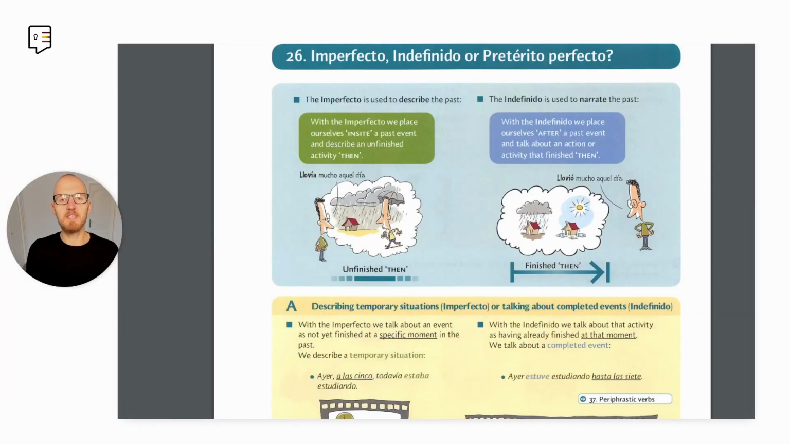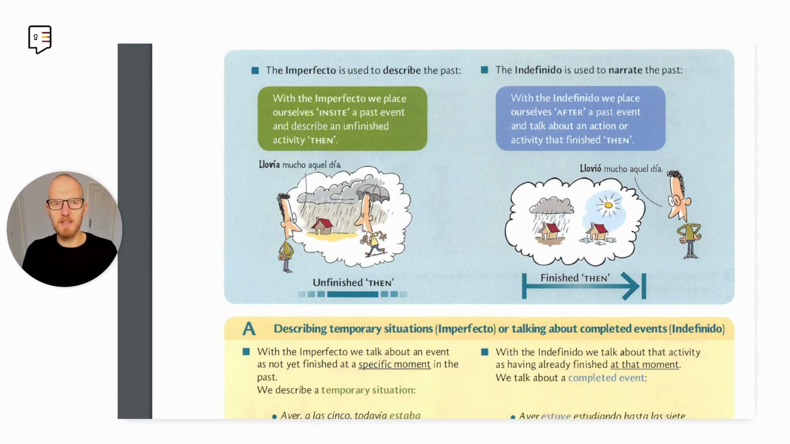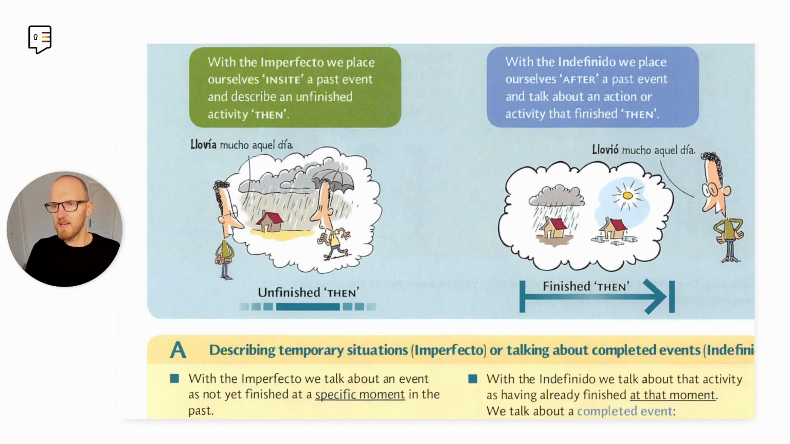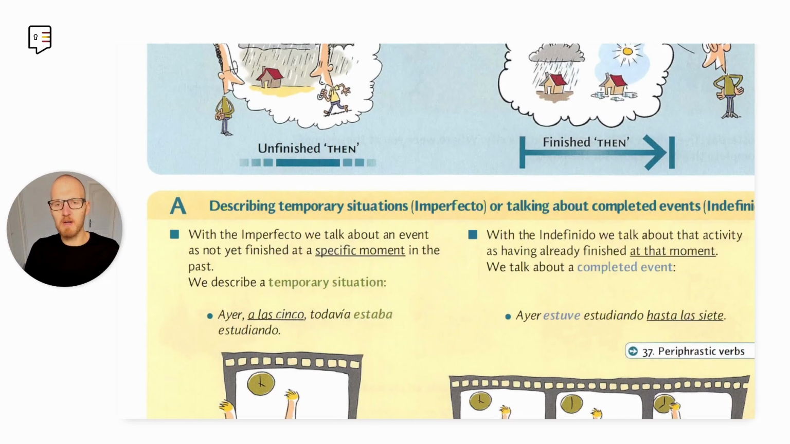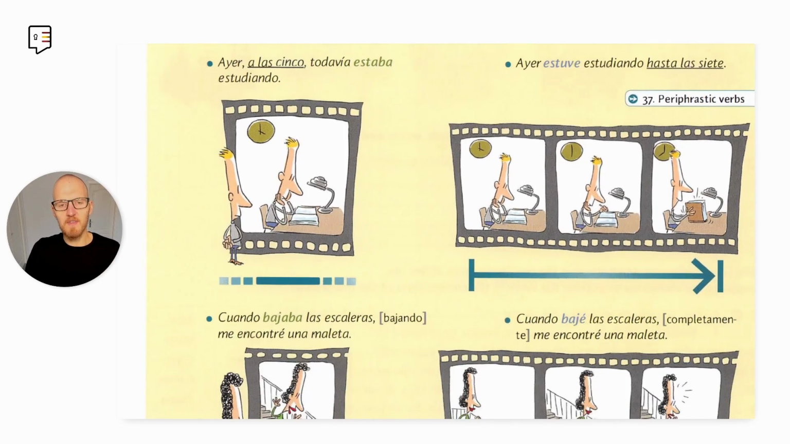And the second reason is that explanations are much more visual. For example, when talking about the different past tenses in Spanish, they use these pictures to represent that with the imperfecto, we describe an unfinished event in the past with this picture, whereas in this picture is a finished event with the pretérito. Or also to describe the difference between something temporary and completed event, they use here one picture, whereas for completed events, they show a sequence of pictures.